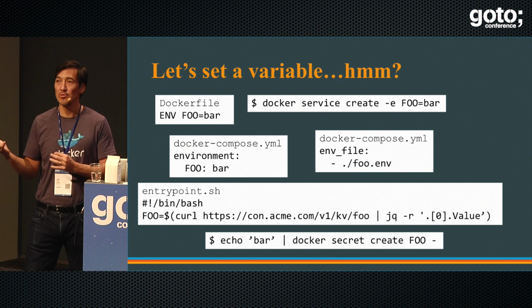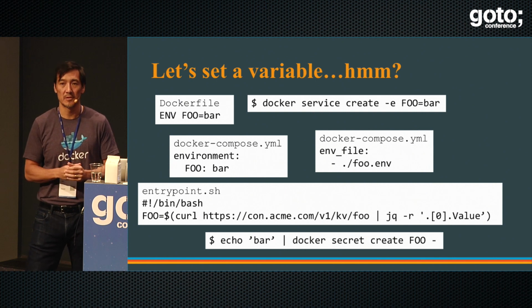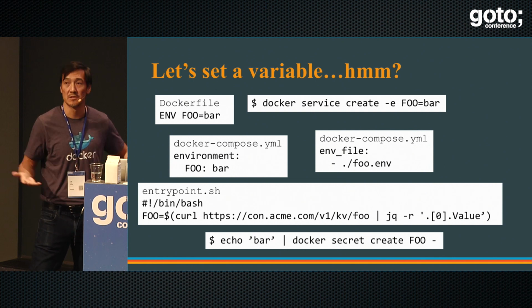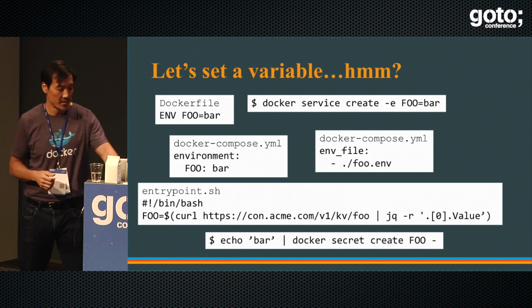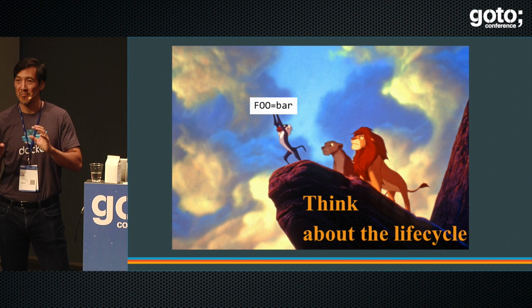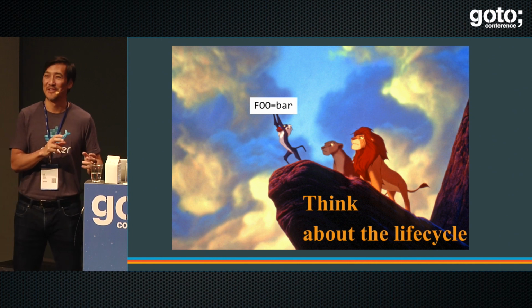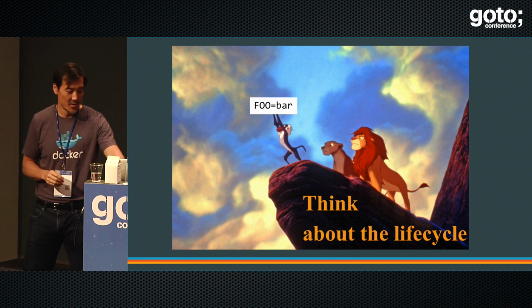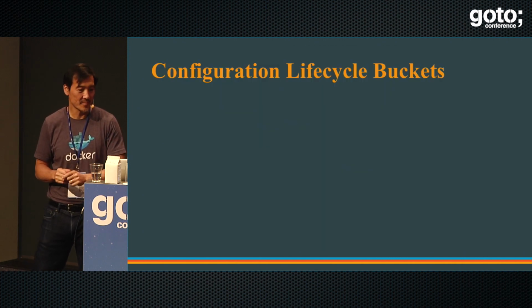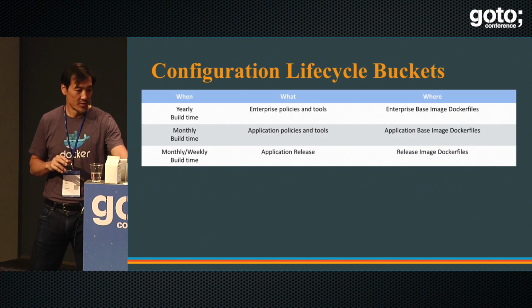So how do you choose which one of these strategies to take when you want to just set a simple variable like foo equals bar? And so my advice to you guys is think about the life cycle of these variables, okay? What do I mean by that? Just try to think about buckets.